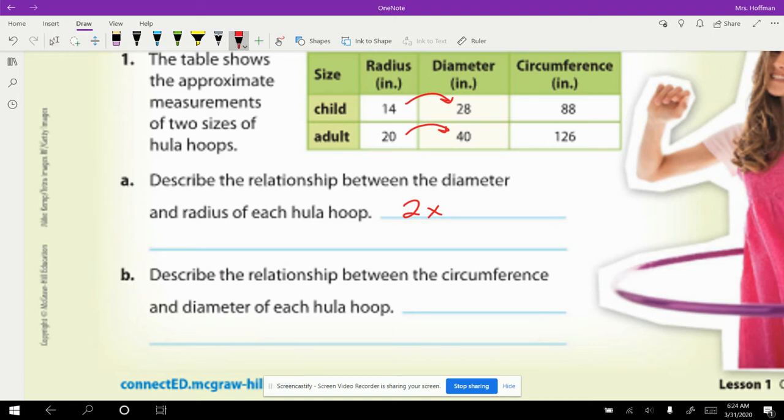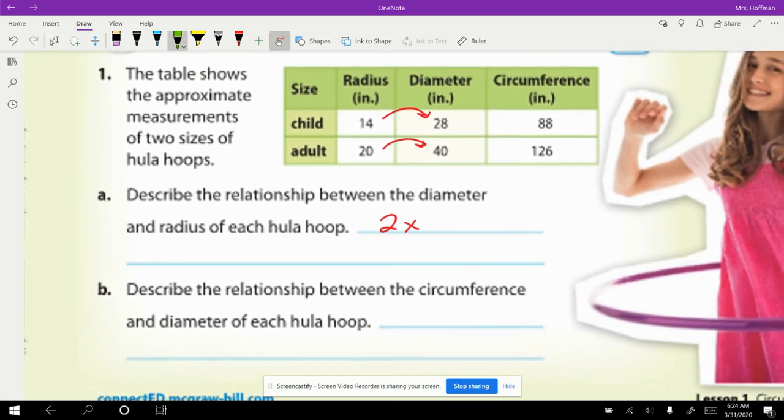but if you look across, I'll do this one in green. If you look across this way, the diameter to the circumference, we actually have a relationship of pi.